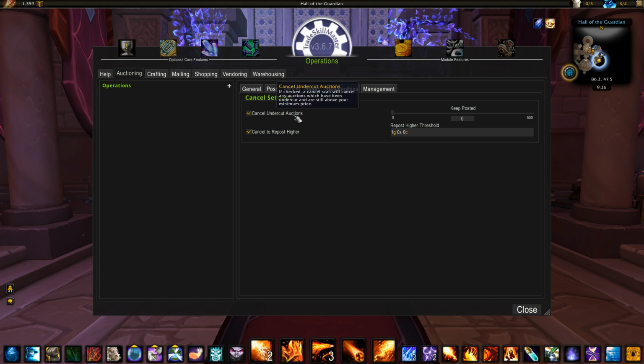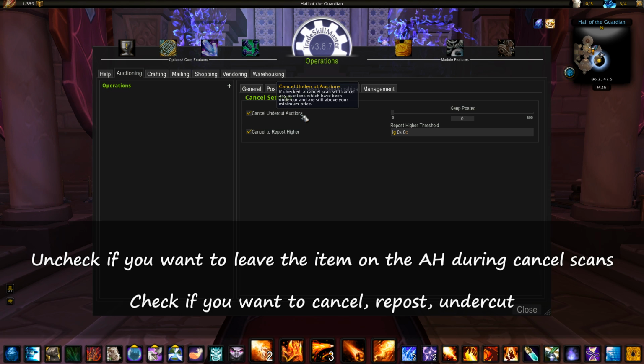And then cancel scans. So you can decide if you want the items in this group to be included in your cancel scans or not. So if there are certain items I have on the auction list that I don't really care too much about, and I don't even want to bother reposting them, I just know that they're at a good price, they sell anyway, and they're fairly cheap, and I just want to leave them there and not deal with them.